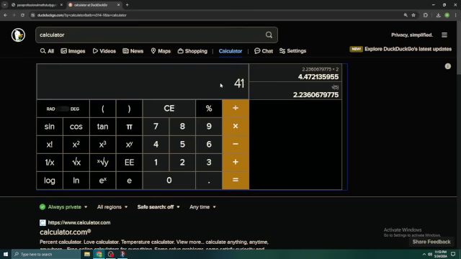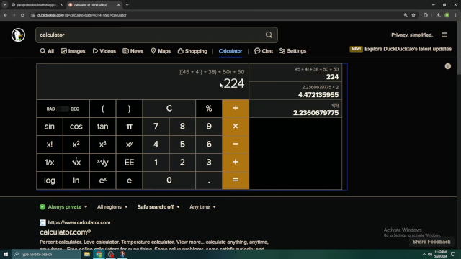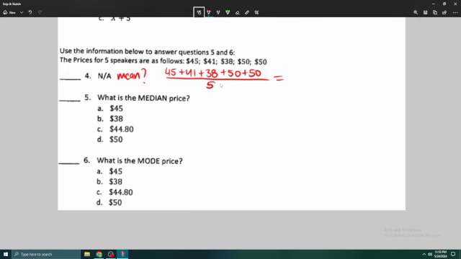So let's throw that into our calculator. So that was 45 plus 41 plus 38 plus 50 plus 50 comes out to 224. And then let's divide that by 5. We get 44.8. That's how we find the mean. Remember, this was 44.8. Oops, sorry. 8.